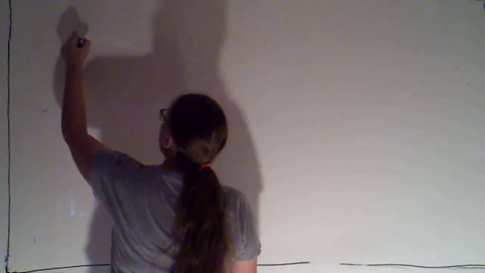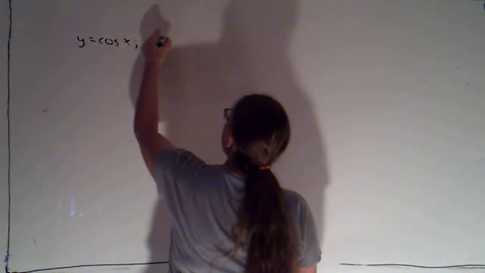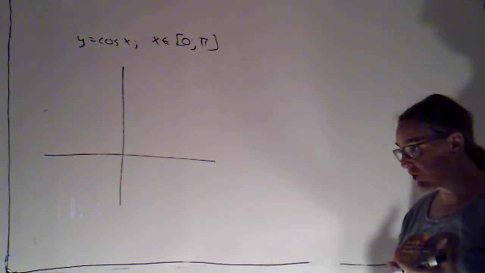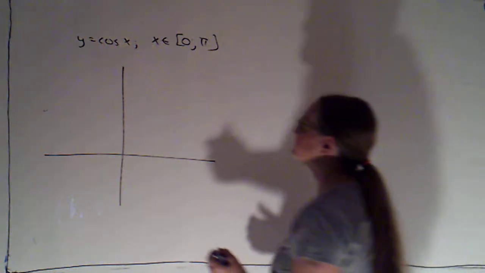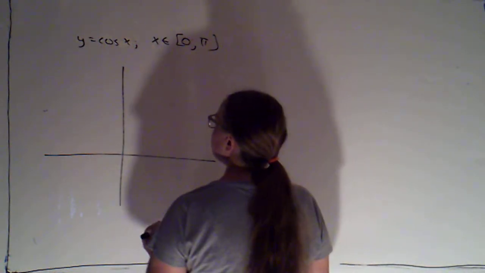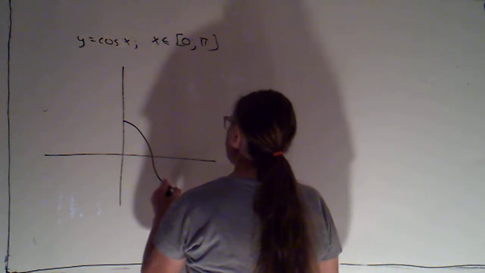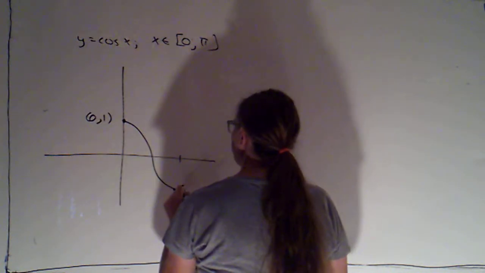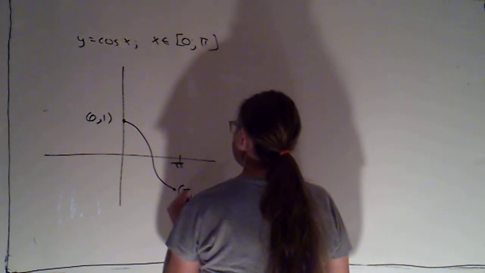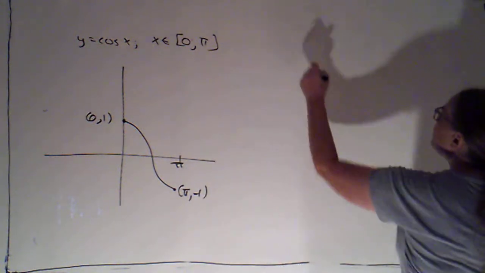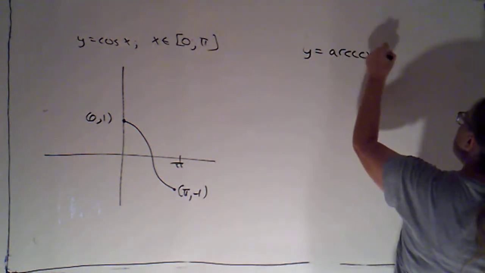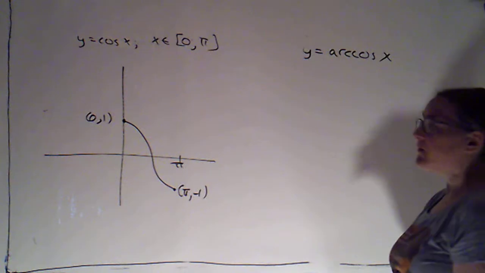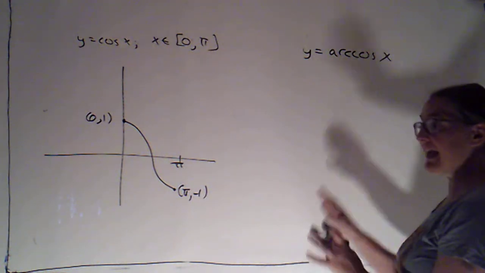So here, I want to start with y equals cosine of x, where x is in the interval from 0 to pi. That's the function that we're going to invert when we create arccosine. So that's going to look like so, where this point here is the point 0, 1, and this point here is the point pi, negative 1. Okay. If I look at y equals arccosine of x, we're switching the roles of x and y, and remember we can do that by turning and flipping.